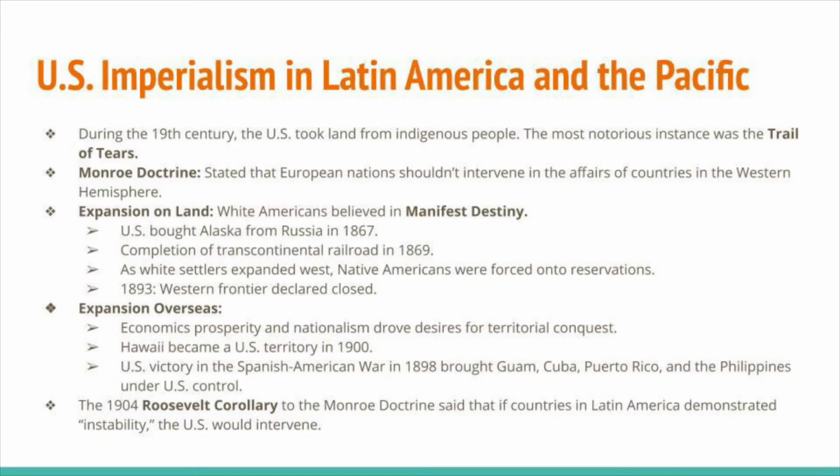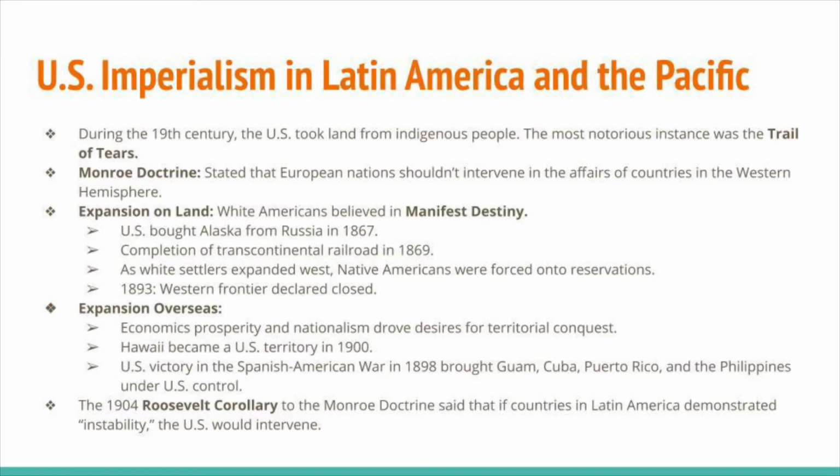U.S. imperialism in Latin America and the Pacific. During the 19th century, the U.S. took land from indigenous people. The most notorious instance of this was the Trail of Tears. The Monroe Doctrine, created by President James Monroe, stated that European nations shouldn't interfere in the affairs of countries in the Western Hemisphere.